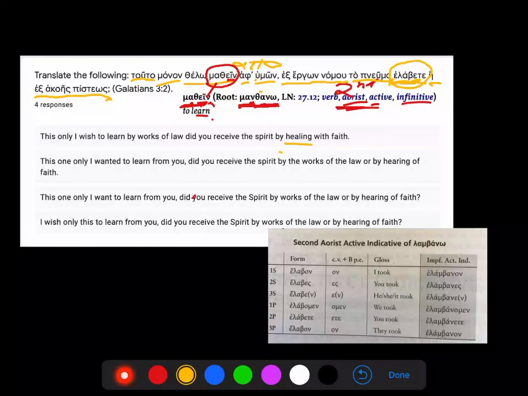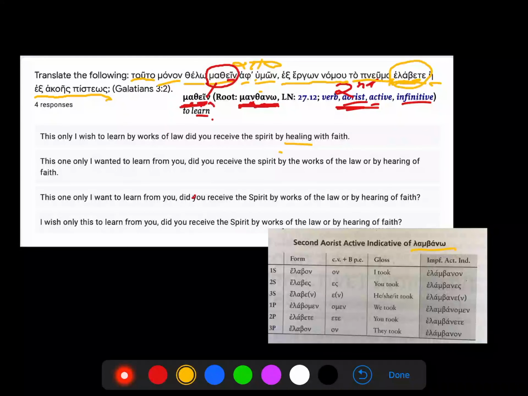But if you look this up in the lexicon, if you start looking that up, labeo or something like that, you're not going to find it. It's from lambano, but there's a spelling change in the verb which lets us know that what we're dealing with here is a second aorist, and we want to translate it as you would an aorist, not an imperfect. Right, so we don't say did you or are you receiving or do you receive the Spirit, more like a present. We say did you receive the Spirit, which is going to be the aorist.